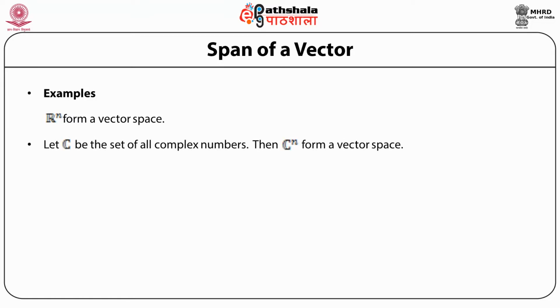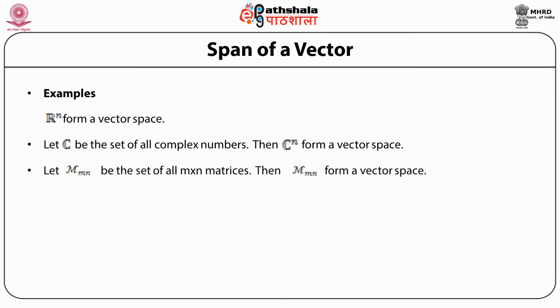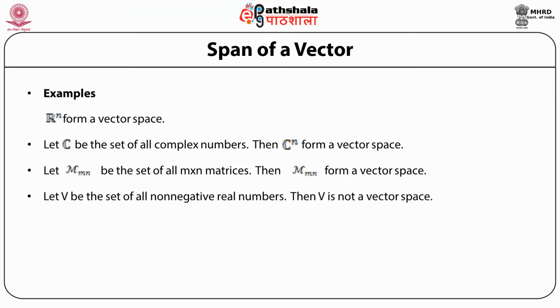Examples: Rn forms a vector space. Let C be the set of all complex numbers, then C to the power n forms a vector space. Let M_mn be the set of all m cross n matrices. Then M_mn forms a vector space. Let V be the set of all non-negative real numbers, then V is not a vector space.